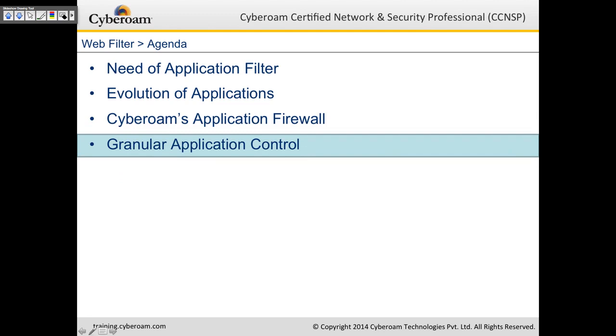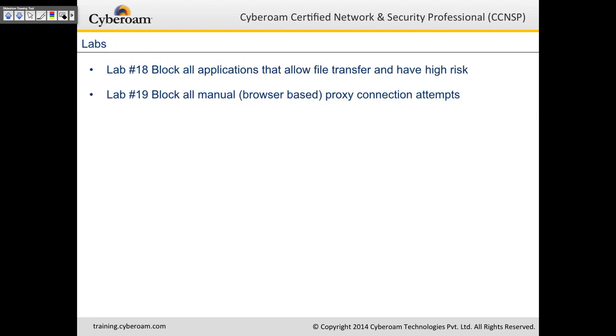So let's have a look at the granular application control. We'll be doing the labs in that granular application control. The first lab is lab 18, wherein we'll be blocking all applications that allow file transfer and also have high risk. We have to be very careful about this lab. We need to block all applications that allow file transfer and have high risk.